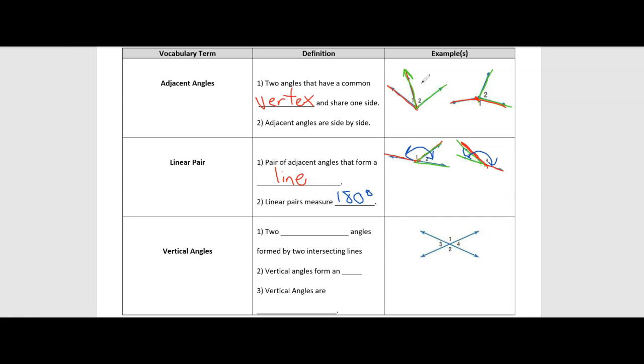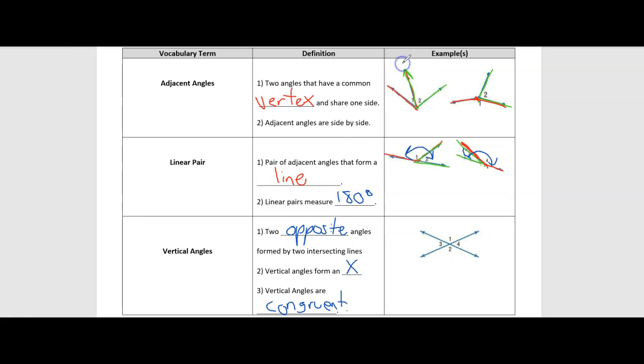All right, vertical angles. Vertical angles are two opposite angles formed by two intersecting lines. You can think of vertical angles as forming an X, and we'll trace that on our example in a second. Vertical angles are congruent. When we start proofs, we will actually prove why this is true, but for now you can just take my word for it.